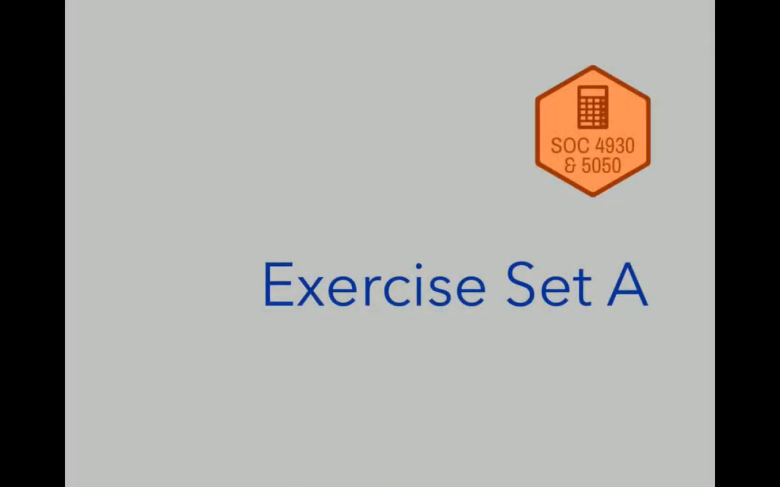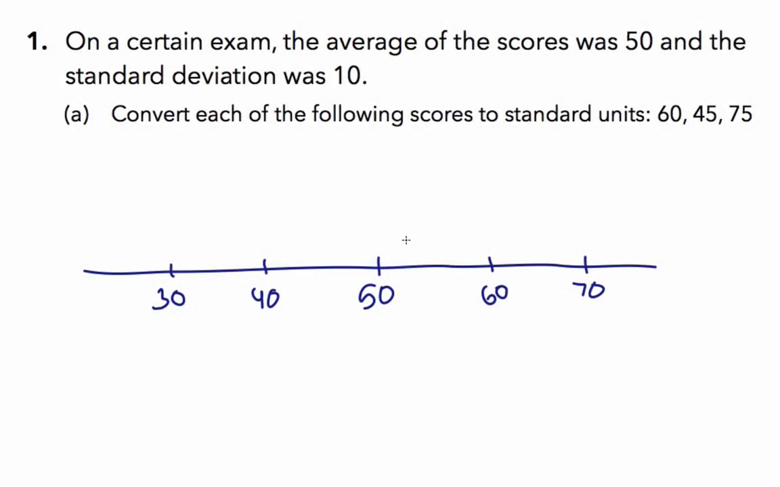In exercise A, we'll look at standardized values, those that are converted based on the mean and standard deviation of a given distribution. Question 1 deals with a distribution that has a mean of 50. I've drawn a number line that is roughly symmetrical around 50. The distribution has a standard deviation of 10, and so, for example, 60 is one standard deviation above the mean, since 50 plus 10 is 60, and 40 is one standard deviation below the mean, since 50 minus 10 is 40. Similarly, 70 is two standard deviations above the mean, and 30 is two standard deviations below the mean.